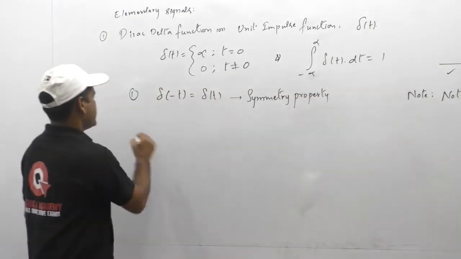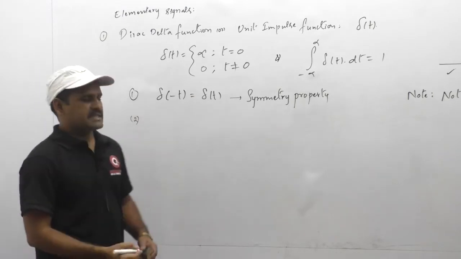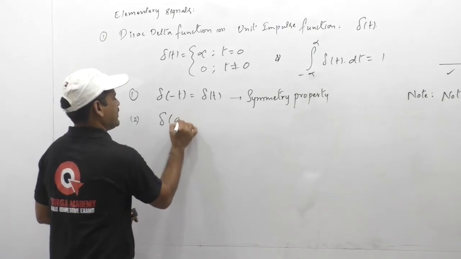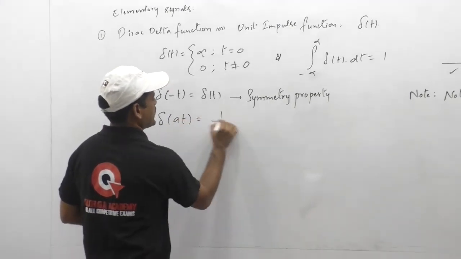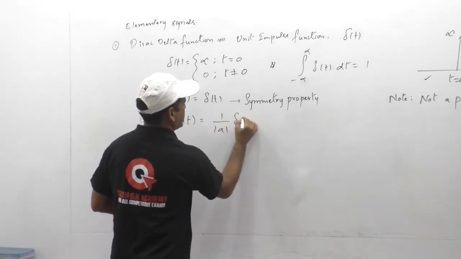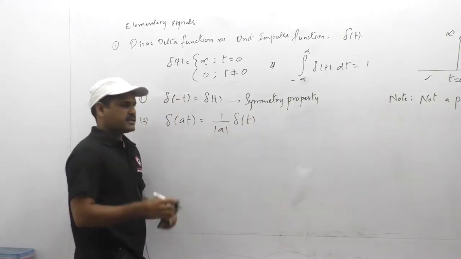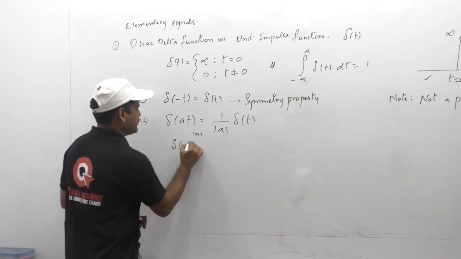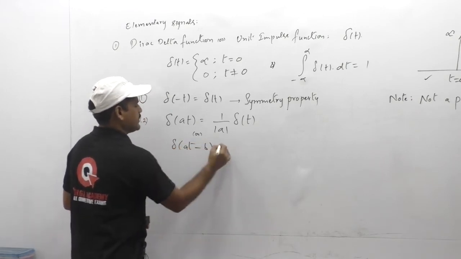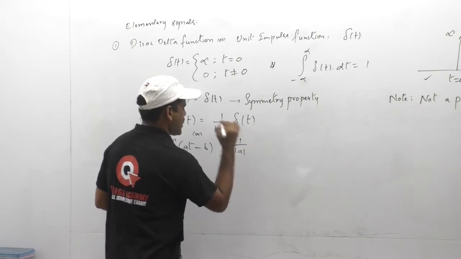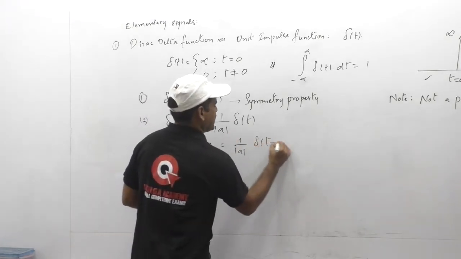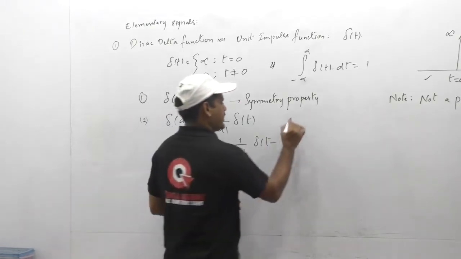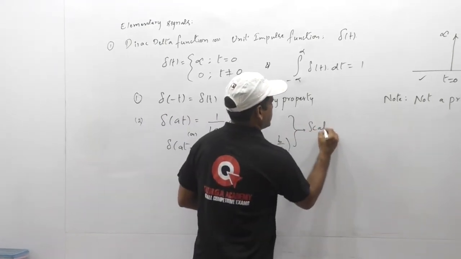The second property is the scaling property of the impulse function. The scaling property is del of at is equal to 1 by mod a del of t. The same scaling property in a second form: del of at minus b is equal to 1 by mod a del of t minus b by a. These two combined we take as the scaling property of the impulse function.